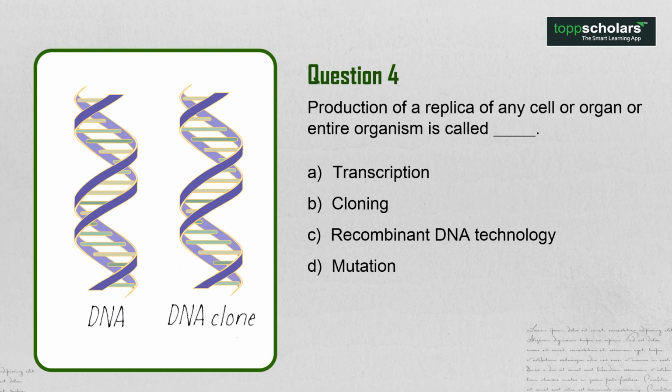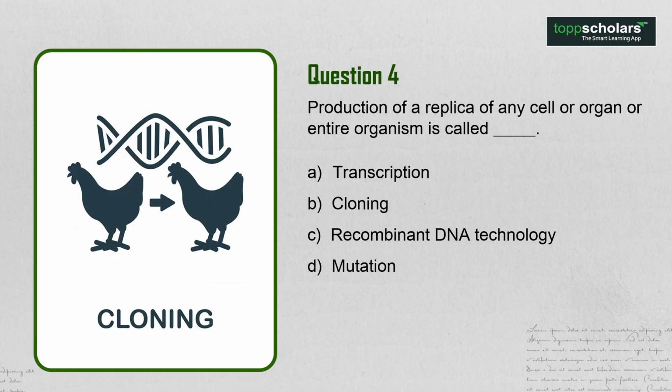Question 4. The production of a replica of any cell, organ or entire organism is called A. Transcription, B. Cloning, C. Recombinant DNA technology, or D. Mutation. The answer is cloning.